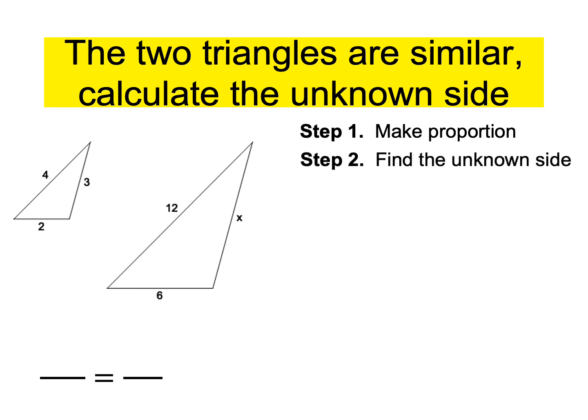The unknown side is x, right? What's its buddy, or what's its corresponding side? Its corresponding side is 3, right? So x over 3, and then we go back to the original triangle. Always go back to the original triangle and pick either side.